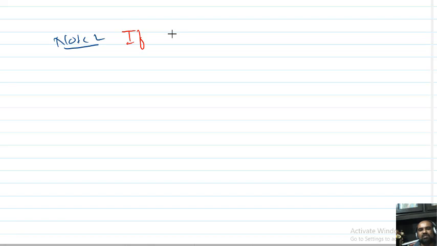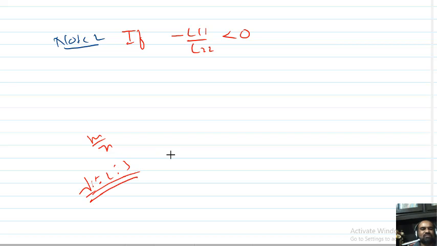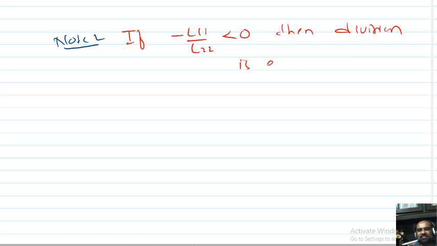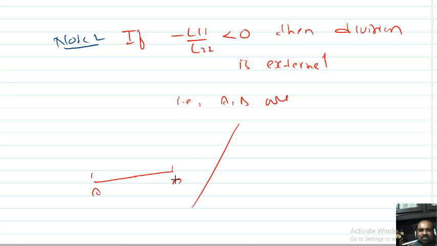If minus L11 by L22 is less than 0, the ratio m by n is given, no? Lambda equals 2:3 means what? The meaning of lambda is to 1 is internal division, no? Minus 2 by 3 means external division, that's why. Okay, if minus L11 by L22 is less than 0, then the division is external, that is A, B are on the same side. Here A B division is external, externally dividing. What is the meaning of that? A, B are on the same side of the line.